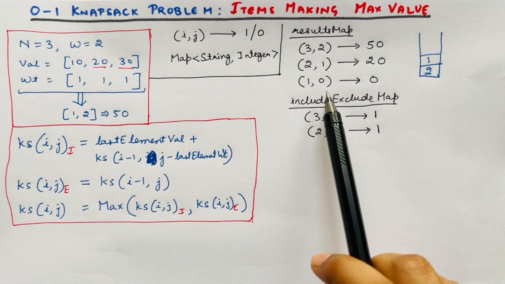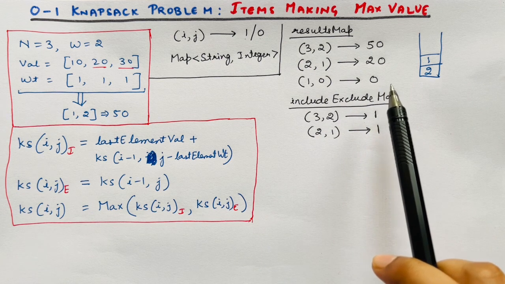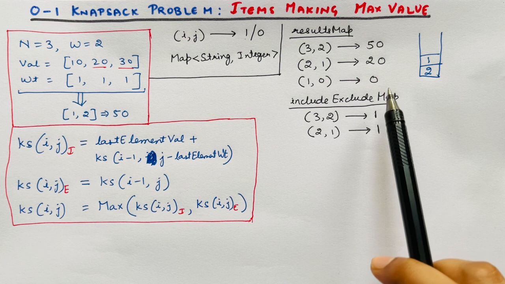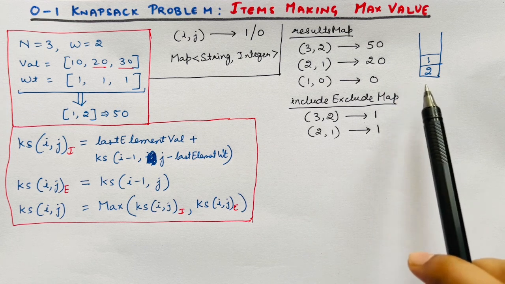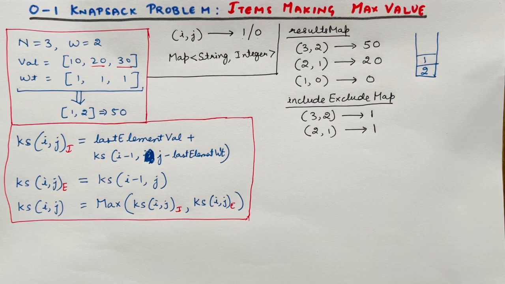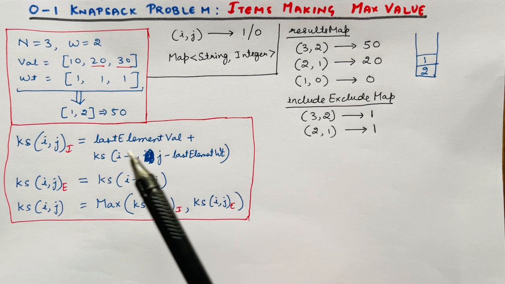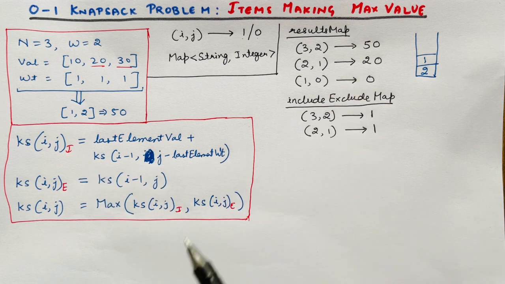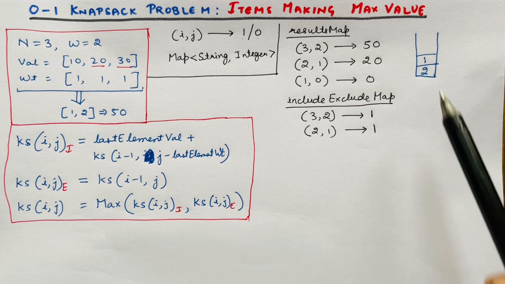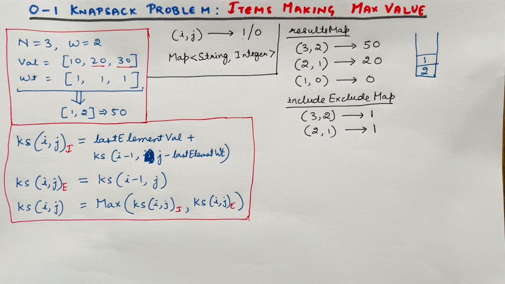Now for 1, 0, we know that it is not possible to make any value. That means now we don't need to go and explore further to see what more elements were picked. These two elements would do. So we can see that we can use the two maps to derive what are the items that we included in the knapsack. Let us now try to formalize our thoughts into an algorithm.